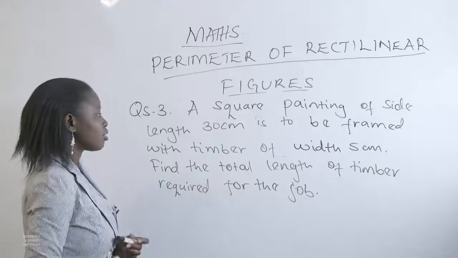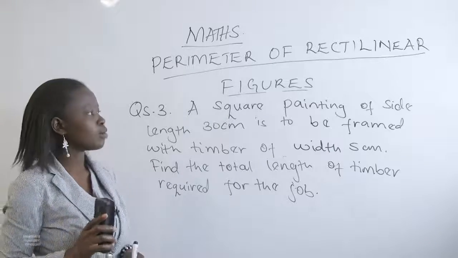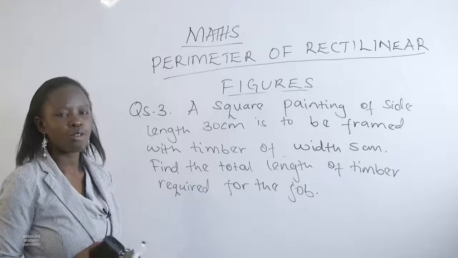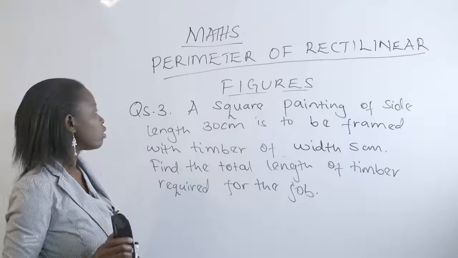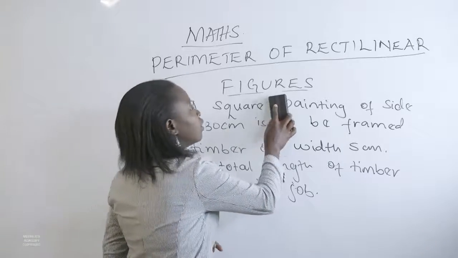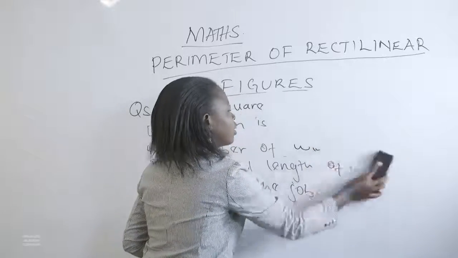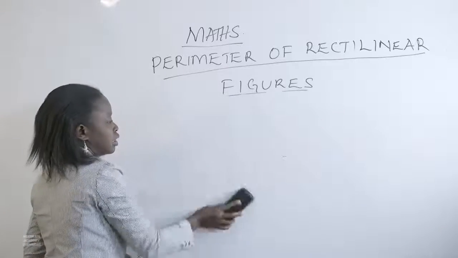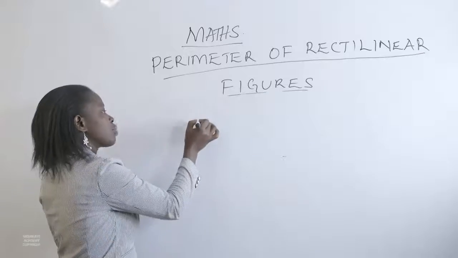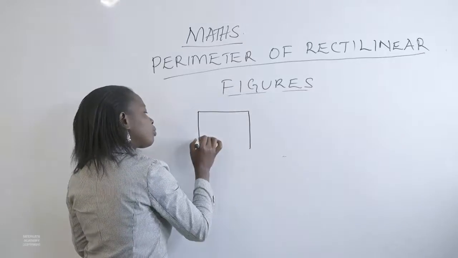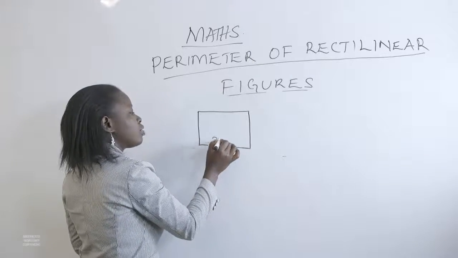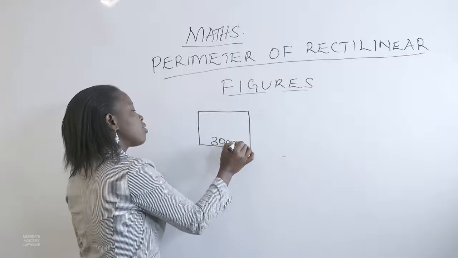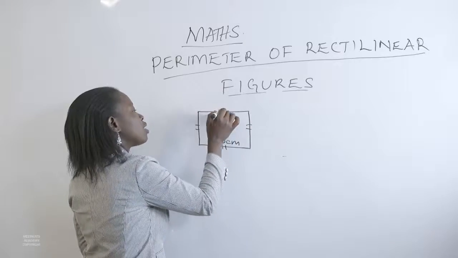So the total length of the timber required for the job. First thing we need to keep in mind, we are being told that it is a square. A square is a figure that has all four sides equal. So we draw a sketch of our square painting. Our square painting is of length 30 centimeters, and a square has all four sides equal.